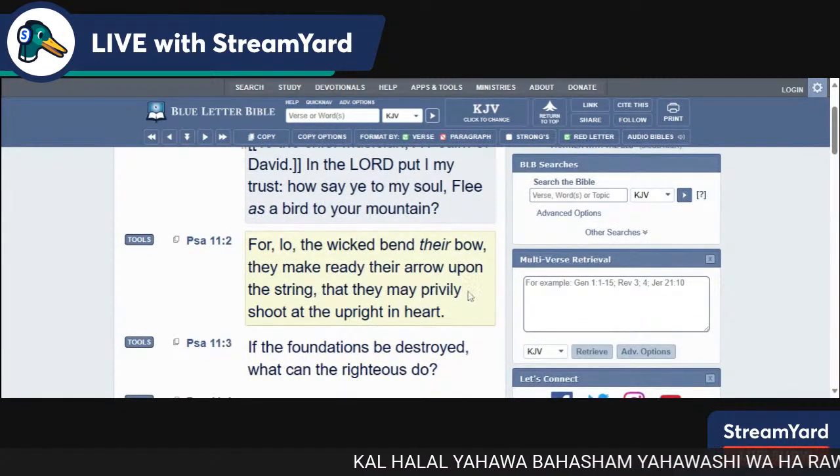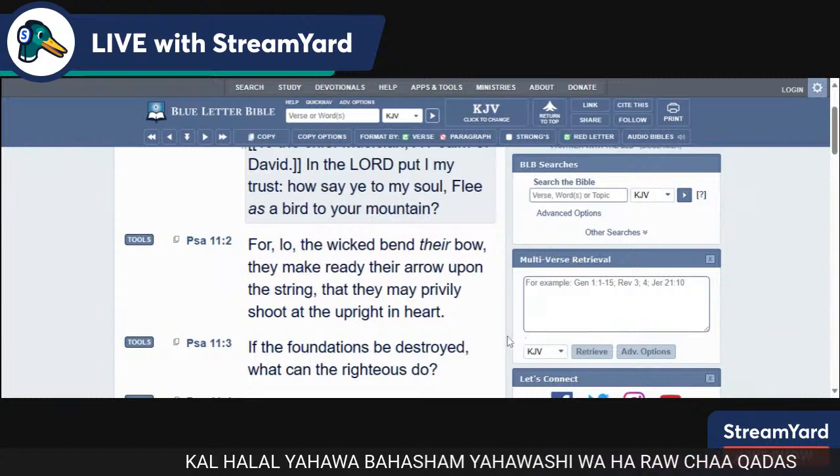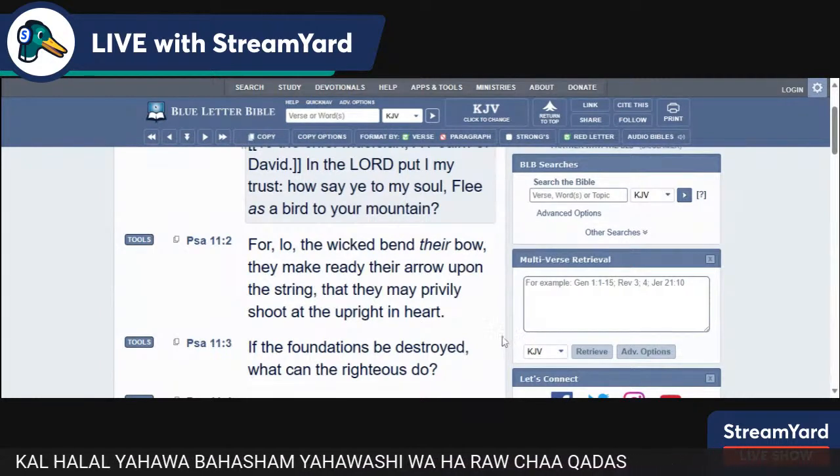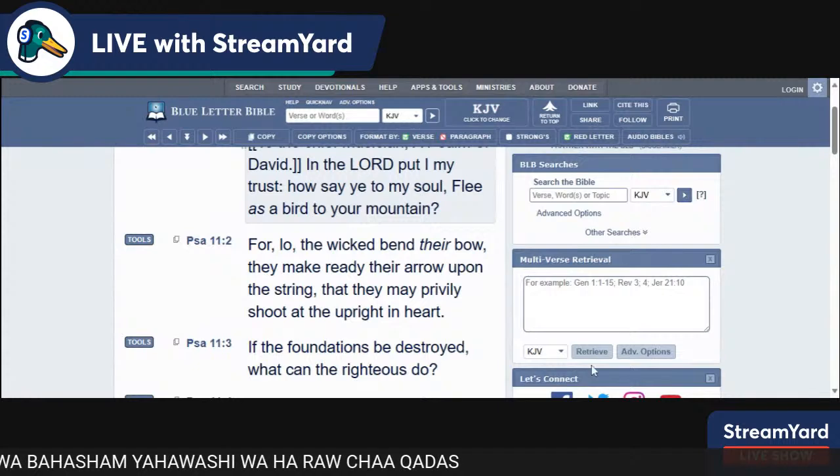For lo, the wicked bend their bow. They make ready for the arrow upon the string, that they may privily shoot at the upright in heart.